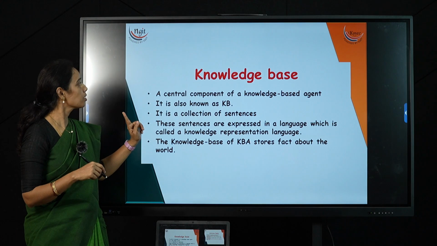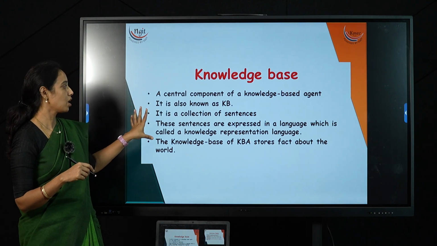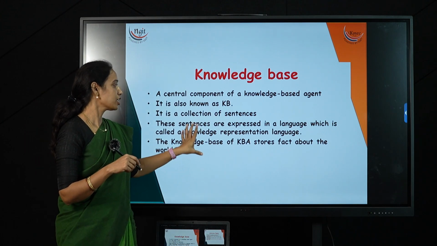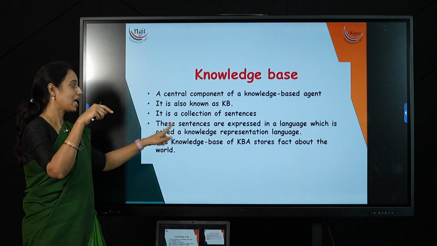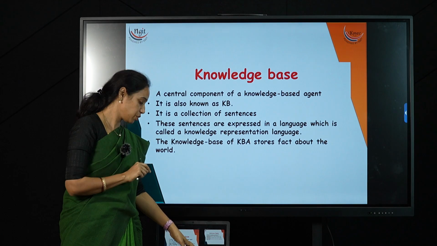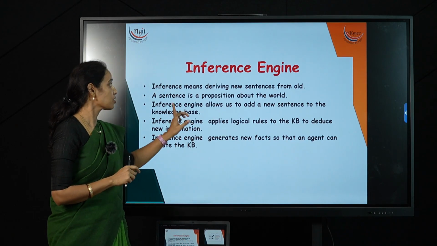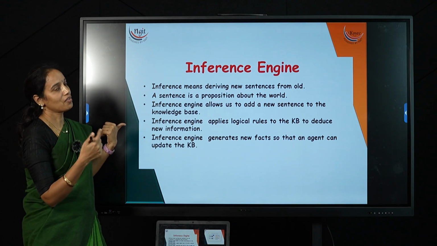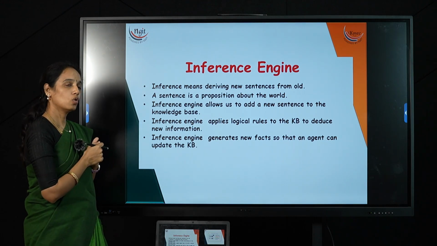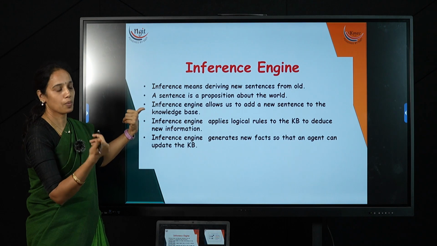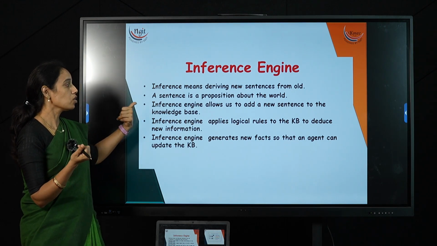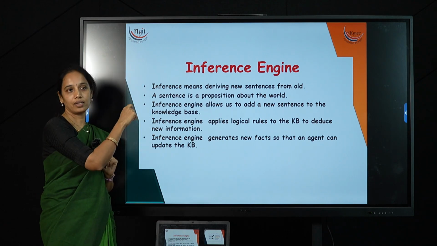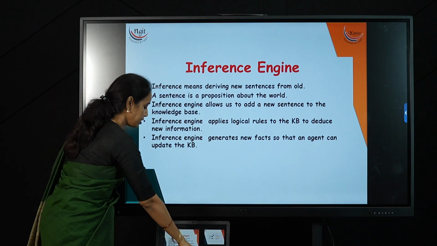So the first one is the knowledge base. It is a central component. It is nothing but a collection of components, and it is represented in a language, which we generally call the knowledge representation language. Then the inference engine. Inference means deriving new sentences from the old, and a sentence is nothing but a proposition. It allows us to add a new sentence to the knowledge base. That is the main important thing about the inference engine.